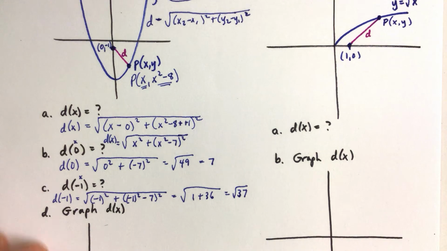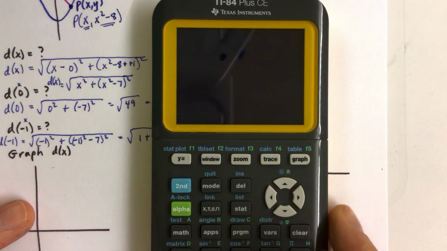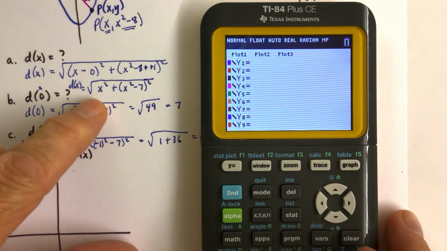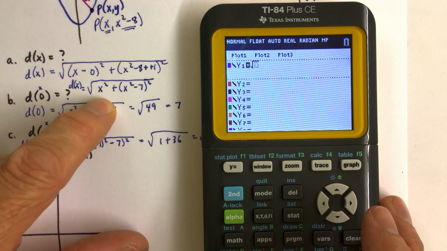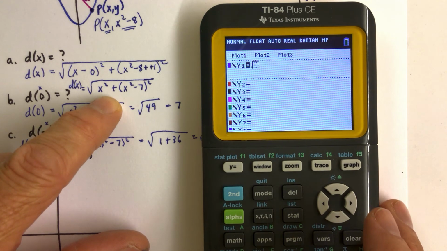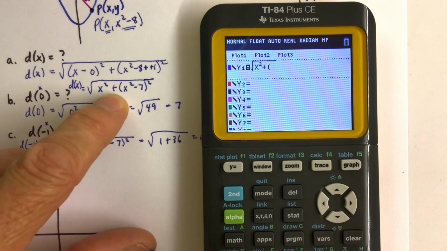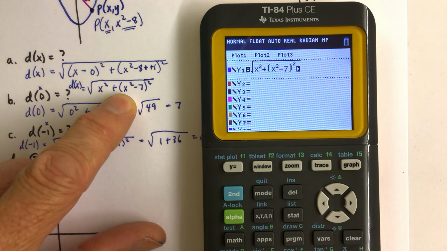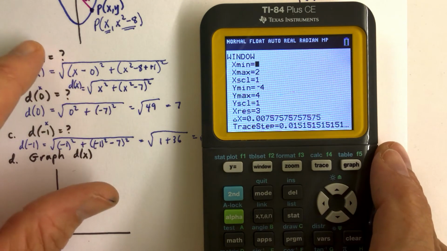Now for the graphing part of it, you don't have to graph this by hand. You could either use a graphing calculator, which is what I'm going to use, or you could just type the function into Desmos. It's just easier to show you on a graphing calculator how to graph a function, but again, you can use Desmos as well. So x squared plus parentheses x squared minus 7 squared. It would be helpful to change the window here.